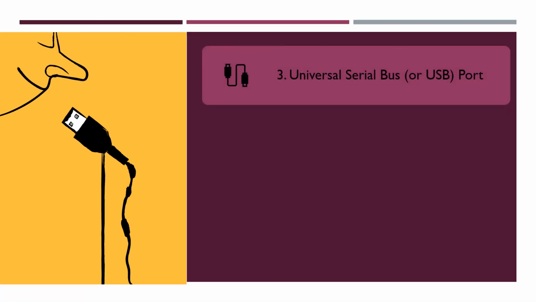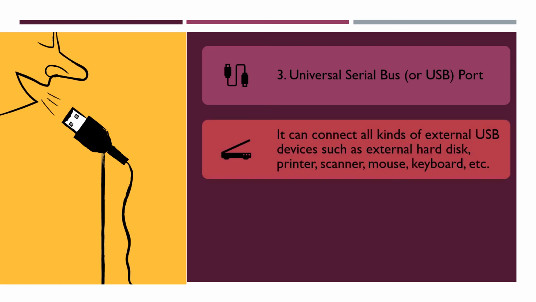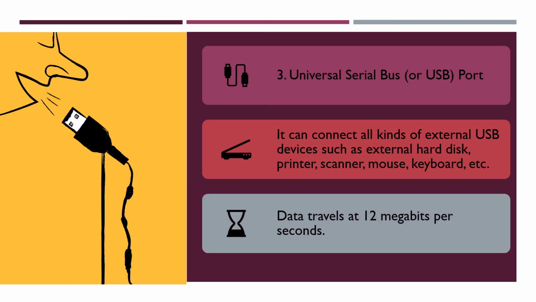Universal Serial Bus or USB port. It can connect all kinds of external USB devices such as external hard disk, printer, scanner, mouse, keyboard, etc. Data travels at 12 megabits per second.